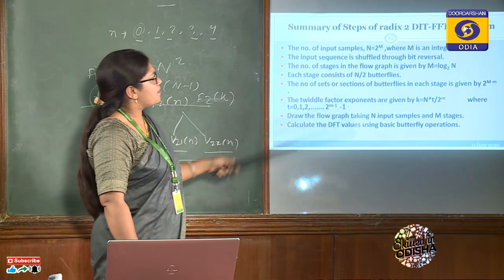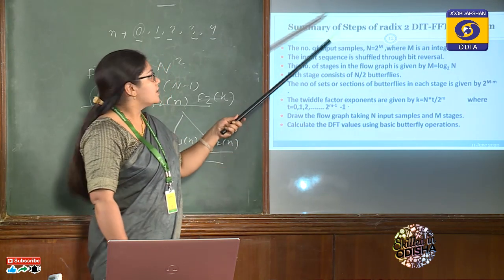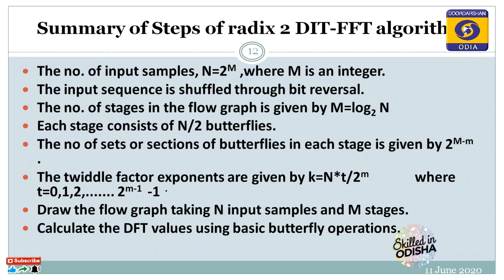Then I have written the summary of the steps I have taken. First, the number of input samples should be of the form 2 to the power m because it is radix 2, and whatever this m value comes to, that is the number of stages. Now the input sequence is shuffled through bit reversal. Why bit reversal?